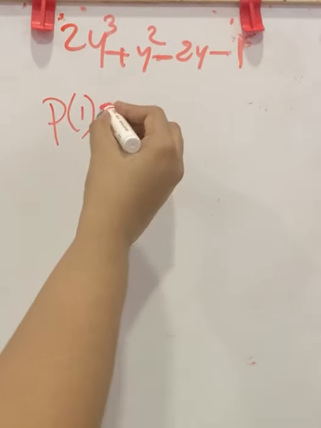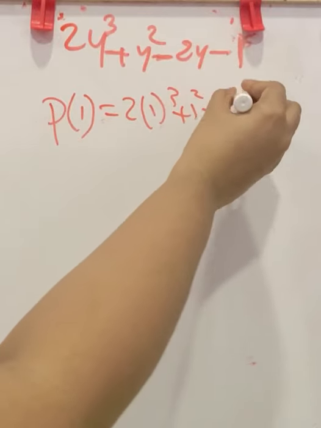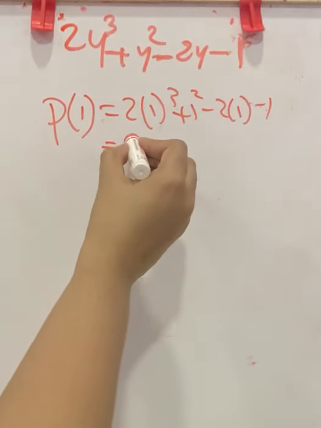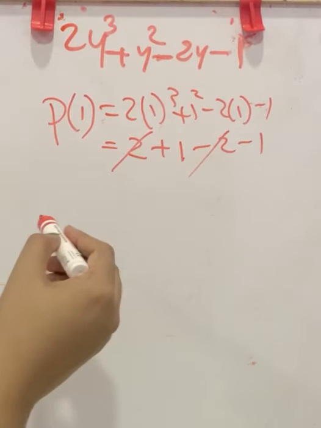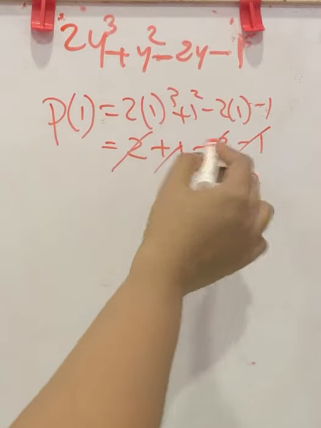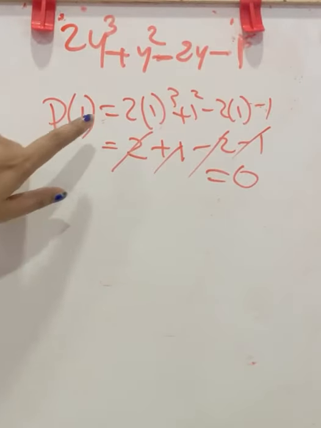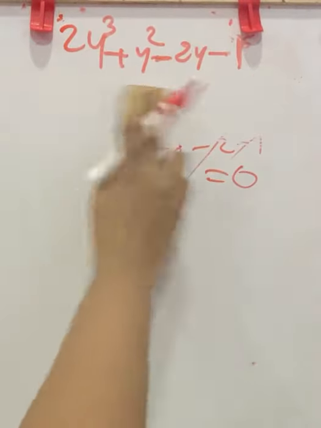P of 1 is equal to 2 into 1 cube plus 1 square minus 2 into 1 minus 1. That is 2 plus 1 minus 2 minus 1. 2 and minus 2 cancel, plus 1 and minus 1 cancel. Yes, it is equal to 0. All are additive inverses. So we got p of 1 equal to 0. Then we will write that x minus 1 is a factor.